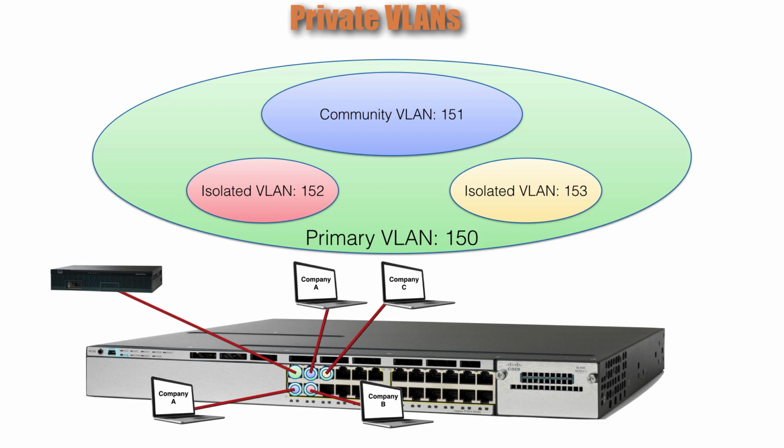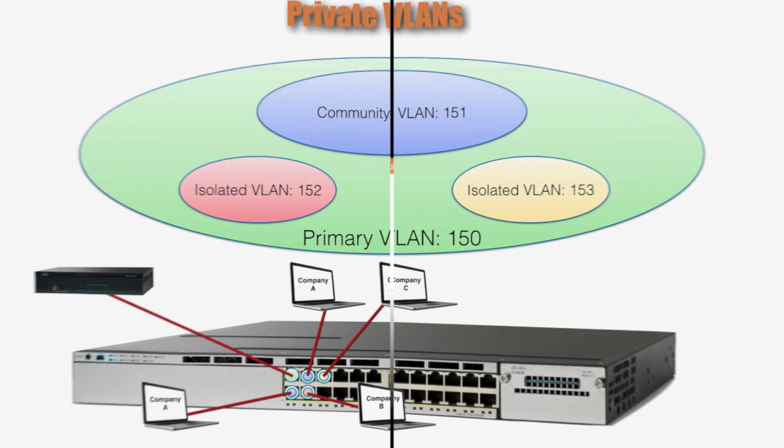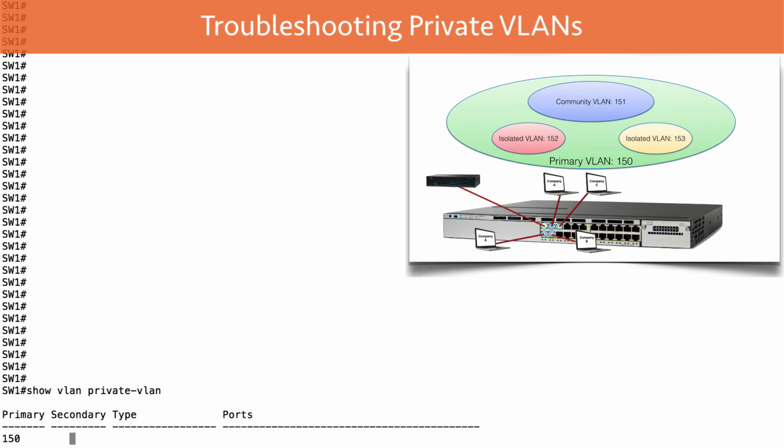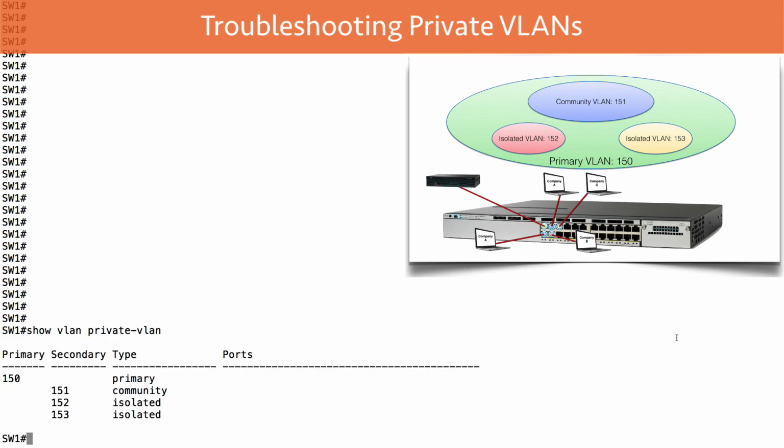Let's go out to this Cisco Catalyst 3750 and give some commands to determine how the private VLANs are configured right now. We're sitting on switch SW1 and we're trying to verify that our private VLANs are configured as expected. One of the first commands we might give is show vlan private-vlan. And this tells us that we've got a primary VLAN of 150. That's our primary VLAN. And then we've got these subdomains, these secondary VLANs.